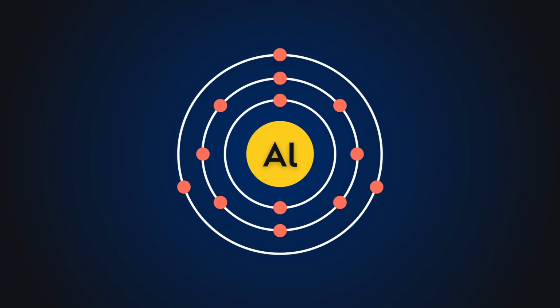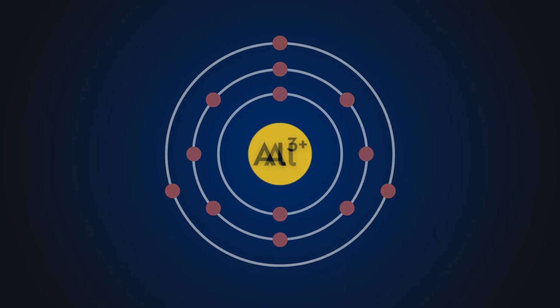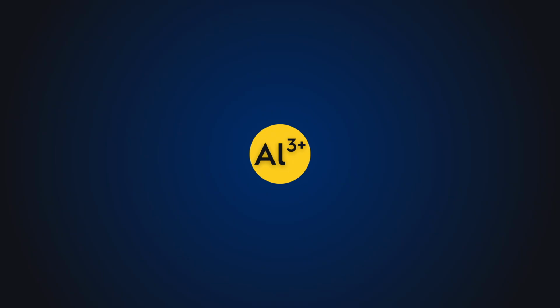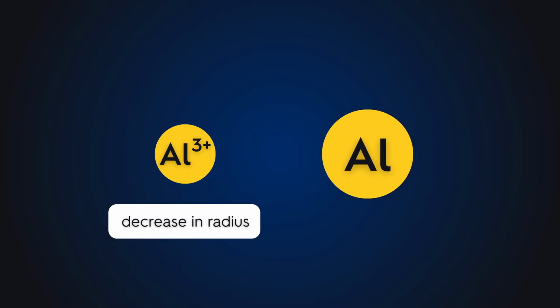For example, when aluminum loses 3 valence electrons, it loses an entire electron shell. This forms an aluminum cation with the formula Al3+, and causes a dramatic decrease in radius.